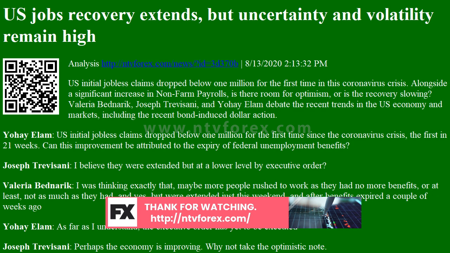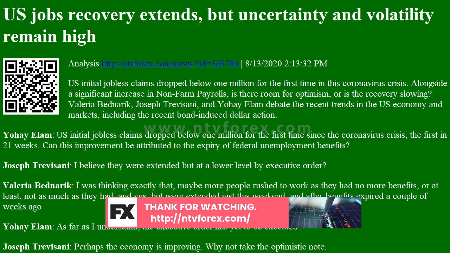Valeria Bednarek: Yes, exactly, Yohai Elam. There are indeed issues with the data. It is clear the trend is to the downside, but the situation is still far from being under control. Dr. Deborah Birx said it is more widespread than thought, getting into rural communities. Joseph Trevisani: No doubt it is. Every serological study shows that, and for some studies, the factor is 3 and 4 times.